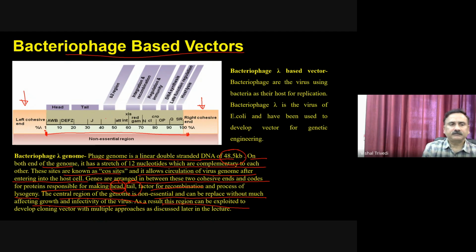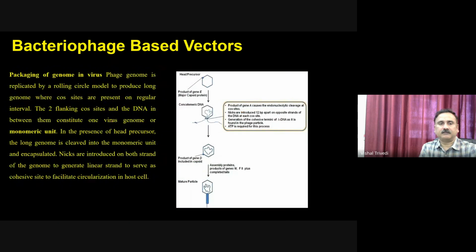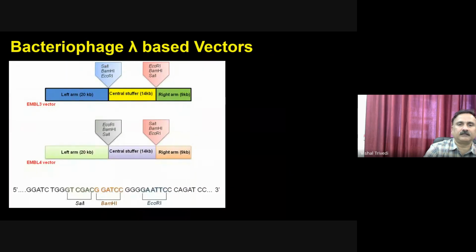And so these are the two different types of vectors. You have the EMBL3 vectors, and you also have the EMBL4 vectors. So basically you have the left arm, you have the right arm, and then the central portion which you can use for inserting the foreign DNA.